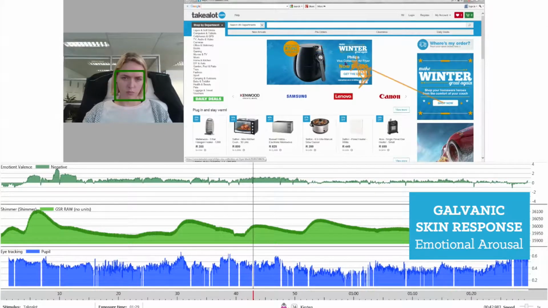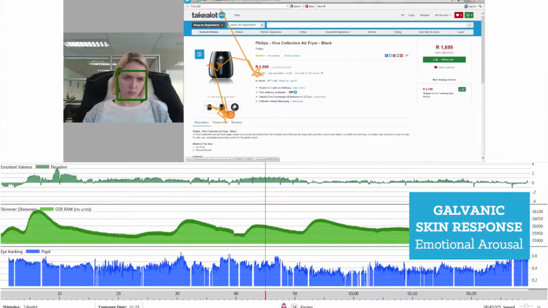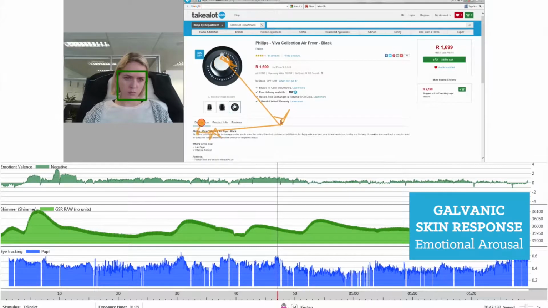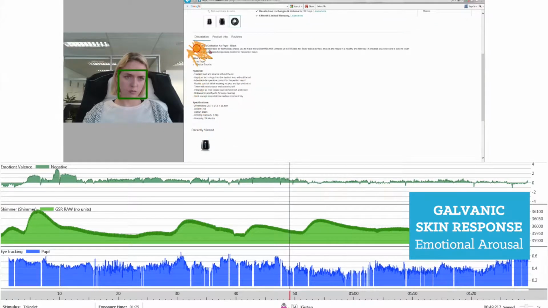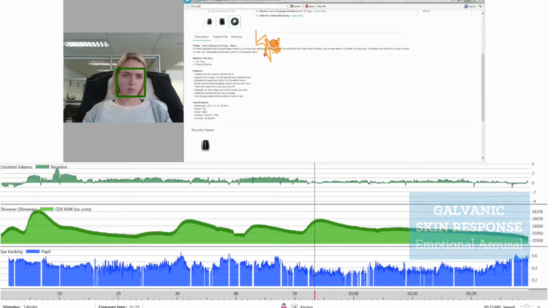Galvanic skin response is a biosensor that measures changes in one's heart rate, as well as the levels of emotional arousal experienced over time. This shows how emotionally engaged your consumer is during their online shopping experience.